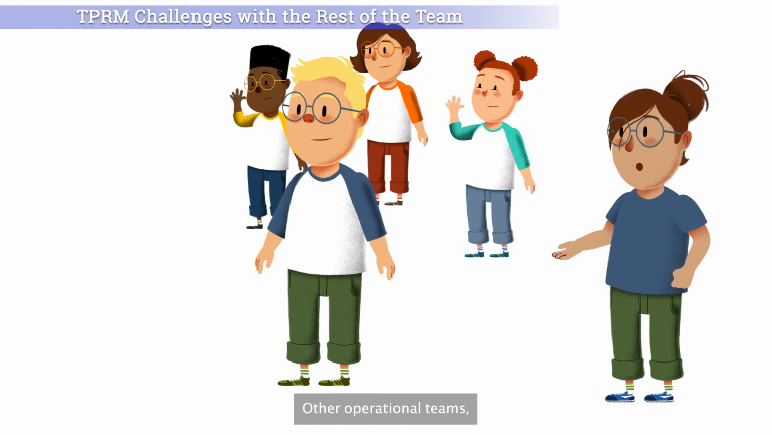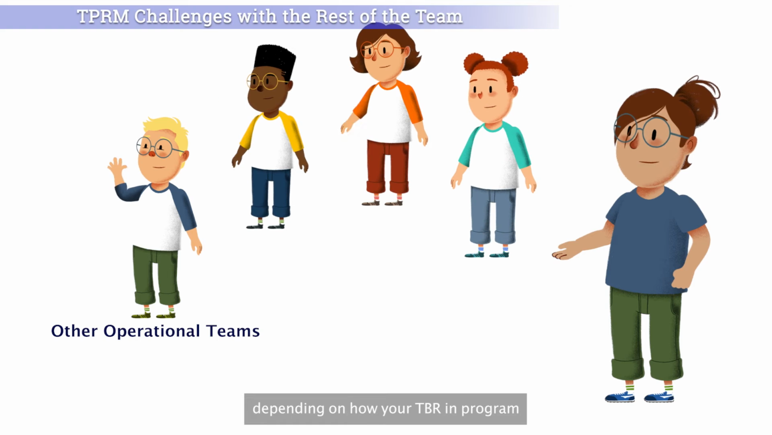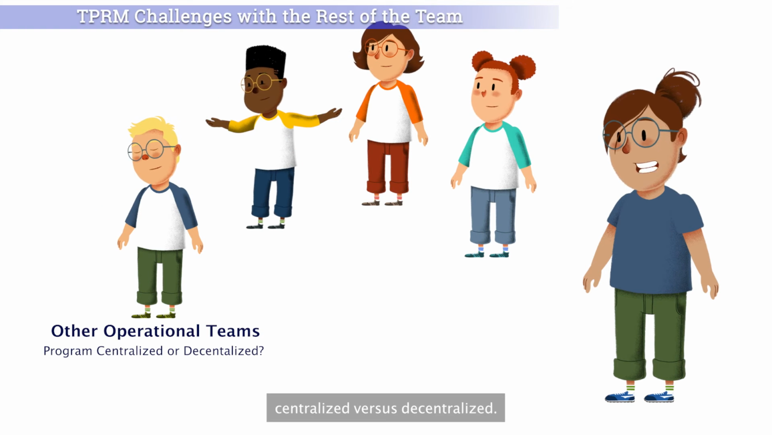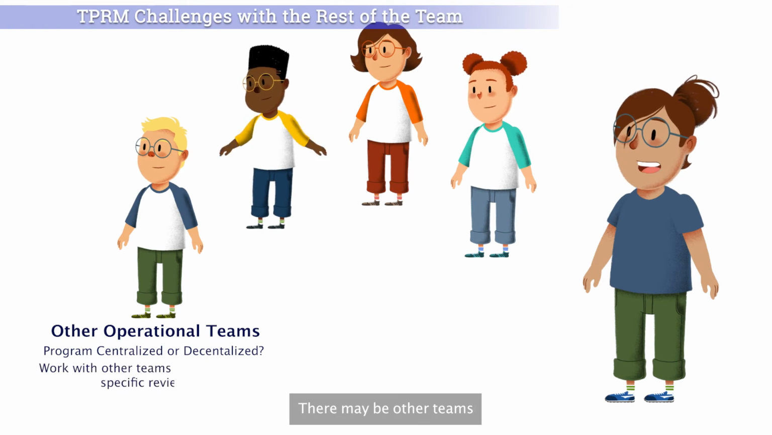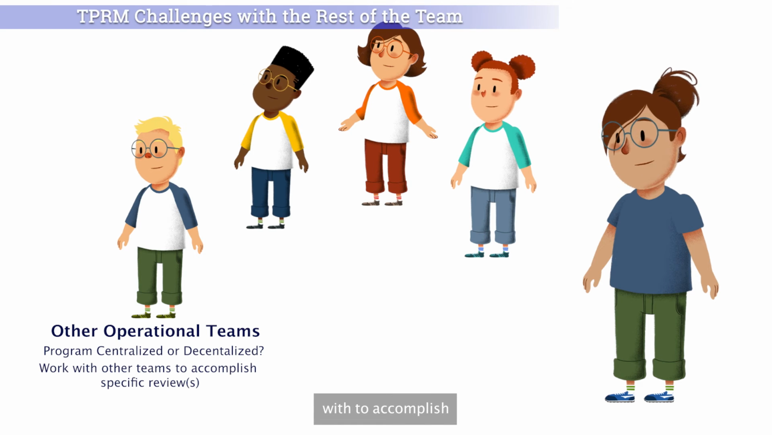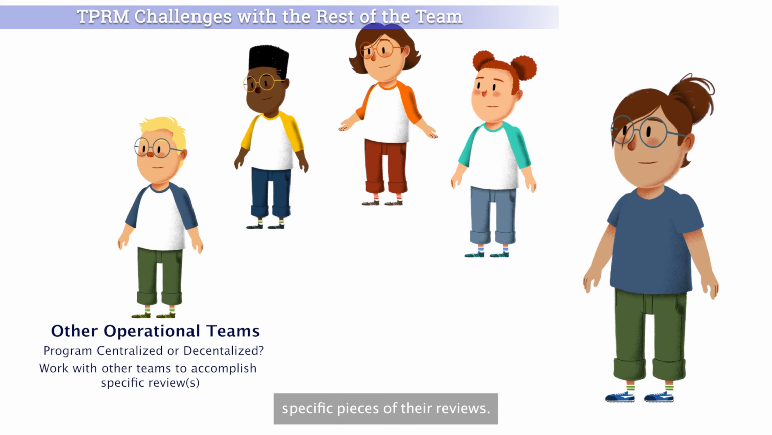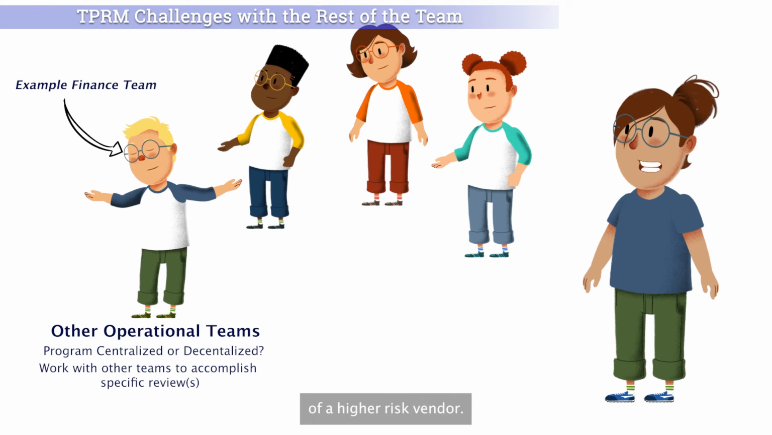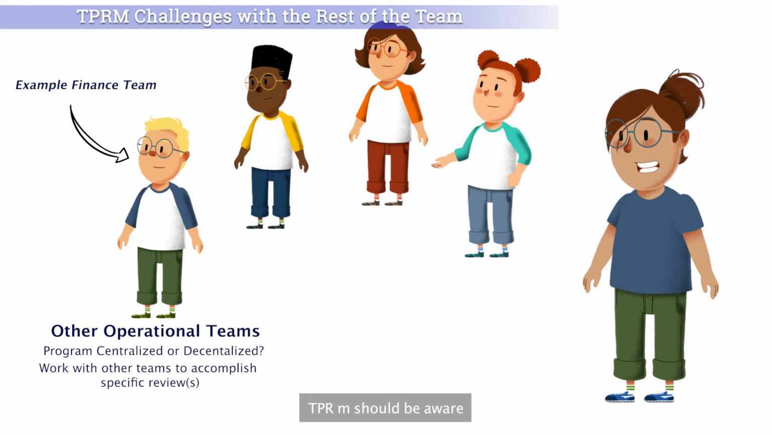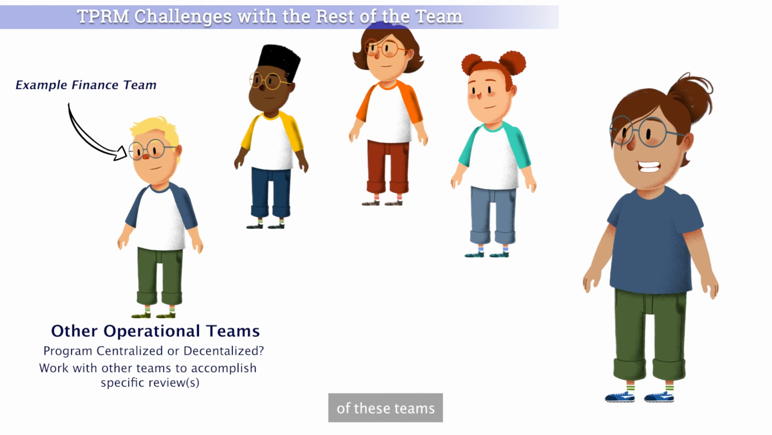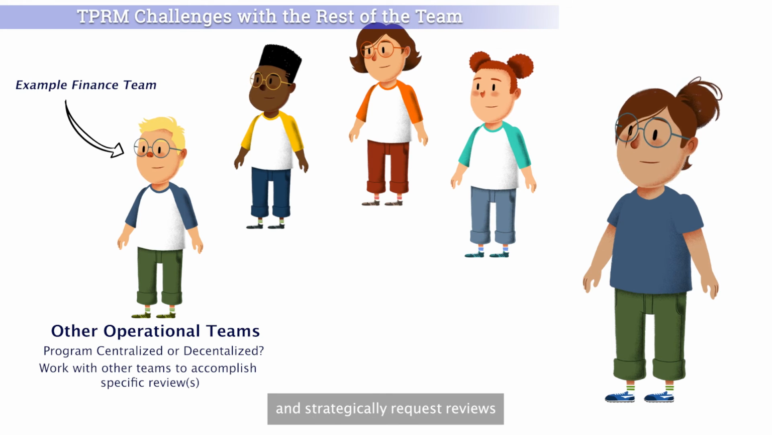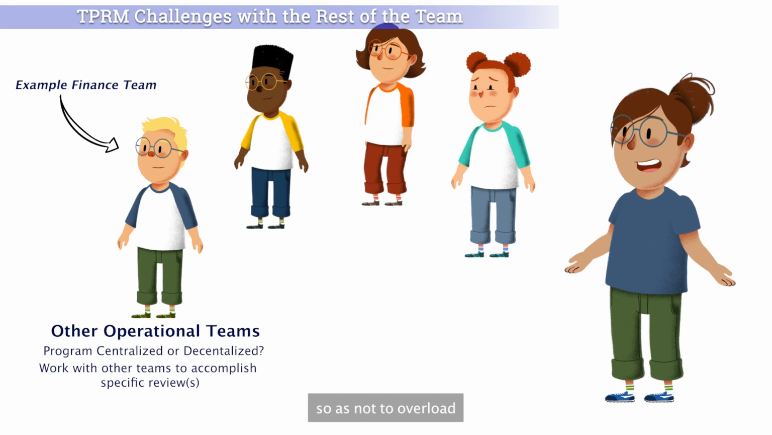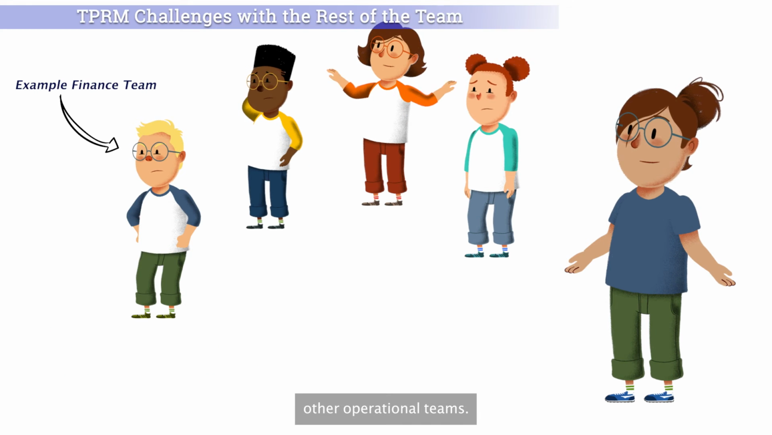Other operational teams. Depending on how your TPRM program is set up, centralized versus decentralized, there may be other teams TPRM works with to accomplish specific pieces of their reviews. For example, they may work with a finance team to review the financials of a higher-risk vendor. TPRM should be aware of the current workload of these teams and strategically request reviews for higher-risk vendors so as not to overload other operational teams.